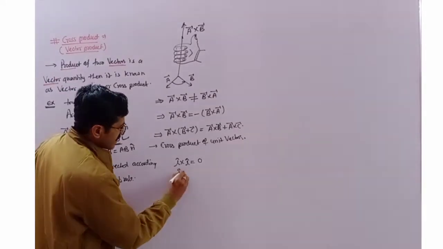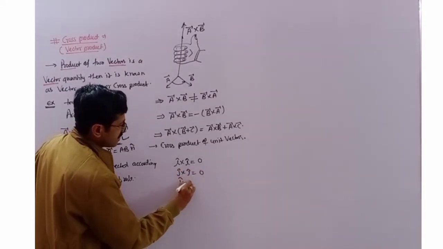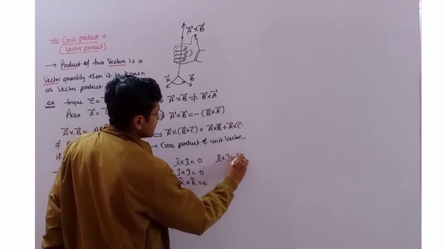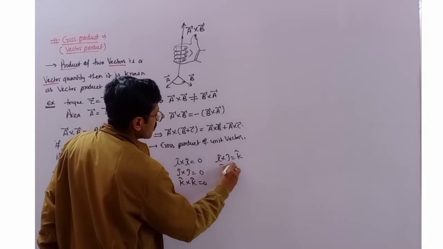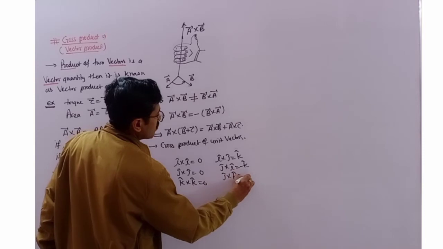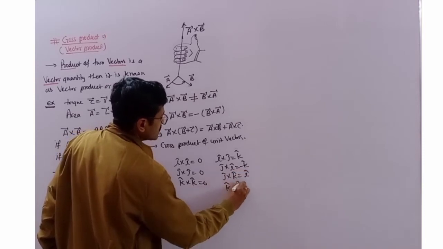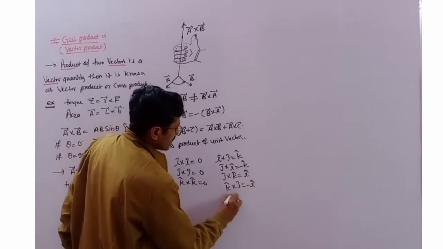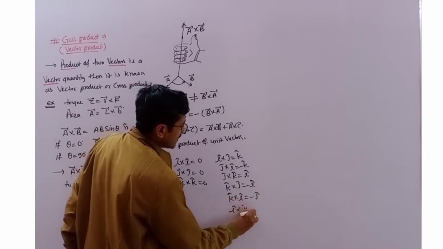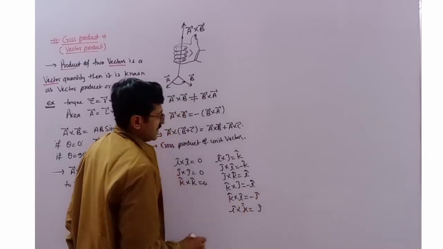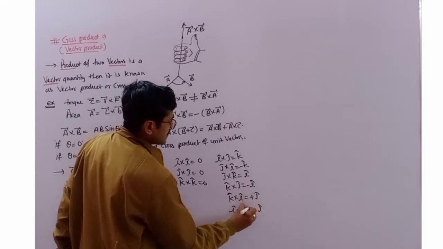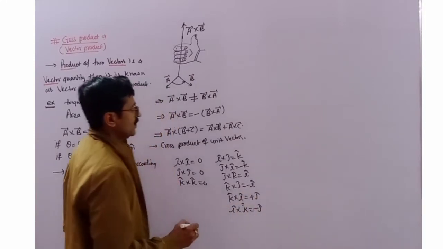In the same way, J cross J will be 0. In the same way, K cross K will be 0. But I cross J is equal to K. J cross I is equal to minus K. J cross K is equal to I. K cross J is equal to minus I. K cross I is equal to minus J. I cross K is equal to J. So this is K cross I is equal to plus J, and I cross K is equal to minus J.